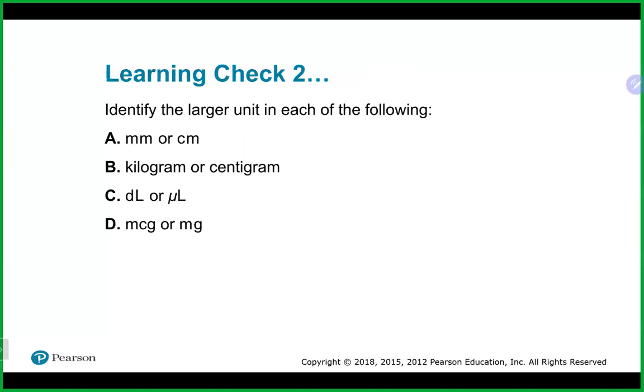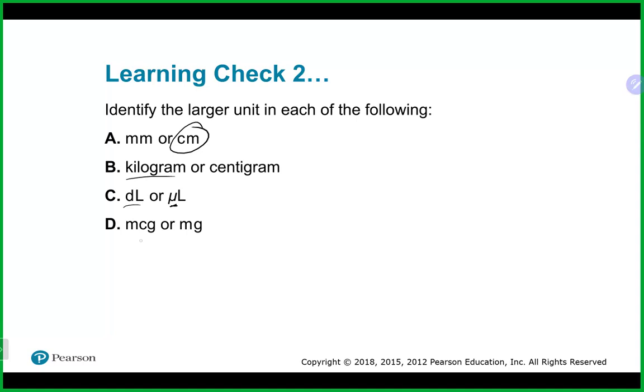All right, so let's talk about these units. Which one is larger, millimeters or centimeters? It is centimeters, right? That's on the bottom of the ruler with numbers, and the millimeters are the little ones on the bottom there with no numbers between them. Kilograms, centigrams. Kilograms, deciliter, microliter. See, they used the symbol there. That is deci, right? And micrograms and milligrams.